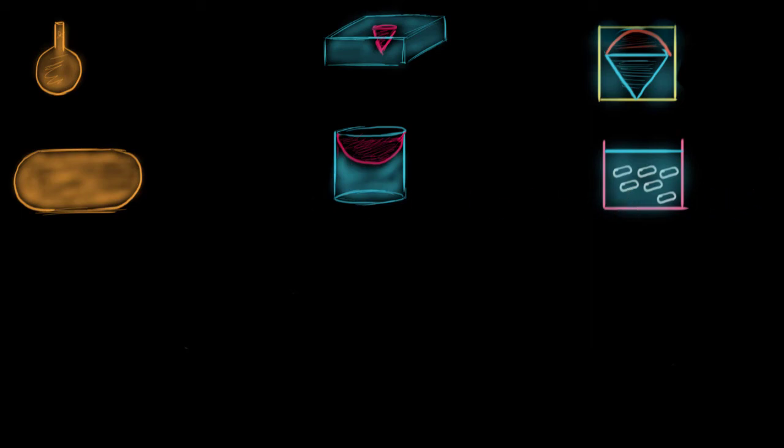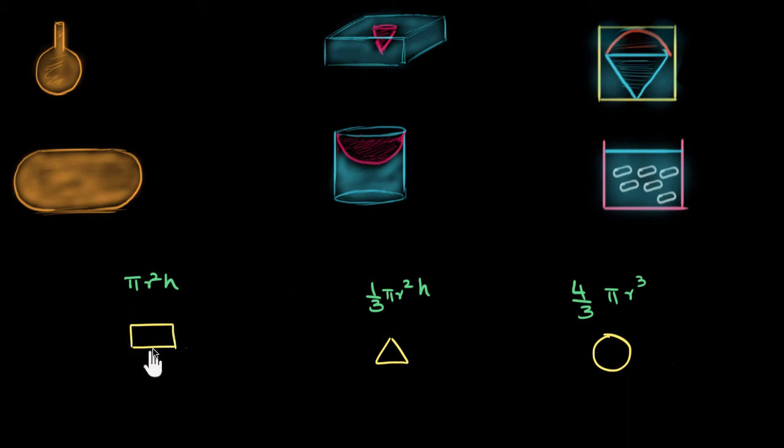And to do all of these, the only formulae that you need to know are pi r square h for a cylinder, 1 by 3 pi r square h for a cone, basically 1/3 of a cylinder, and 4 by 3 pi r cubed for a sphere. So this is for a sphere, this is for a cone, and this is for your cylinder. And of course, I'm assuming that you are comfortable with length into breadth into height for finding the volume of a box or a cuboid like this.